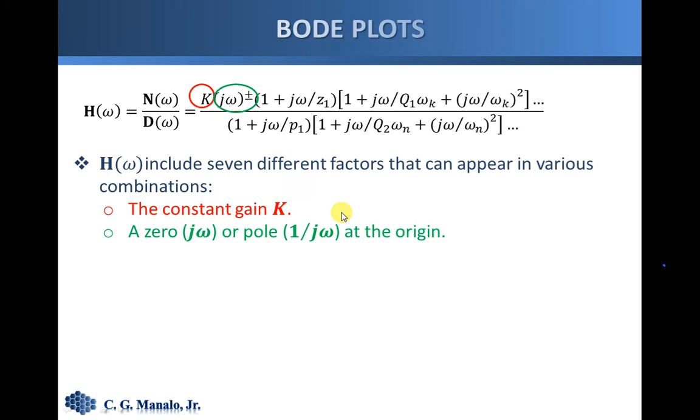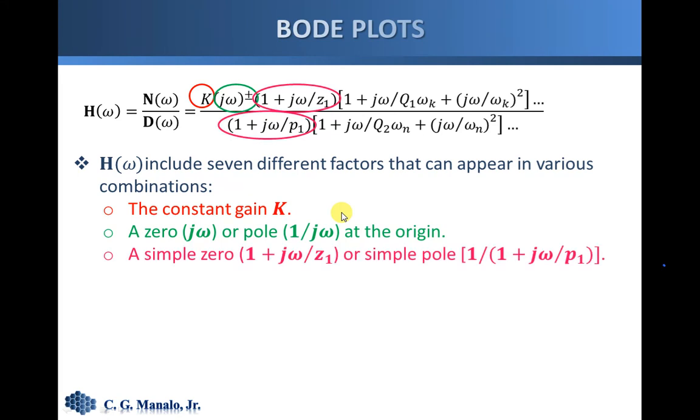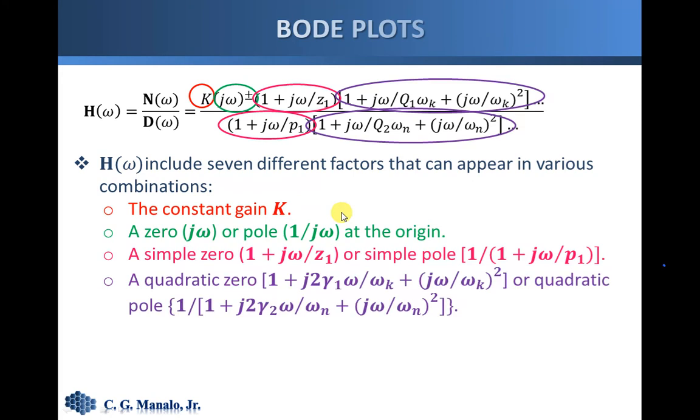We also have j omega, or 1 over j omega, so we call it a zero and a pole respectively, specifically a zero or pole at the origin. We also have 1 plus j omega over z1, so we call it a simple zero, and 1 over 1 plus j omega over p sub 1, so we call it a simple pole. And we also have a quadratic zero defined as shown, and a quadratic pole.